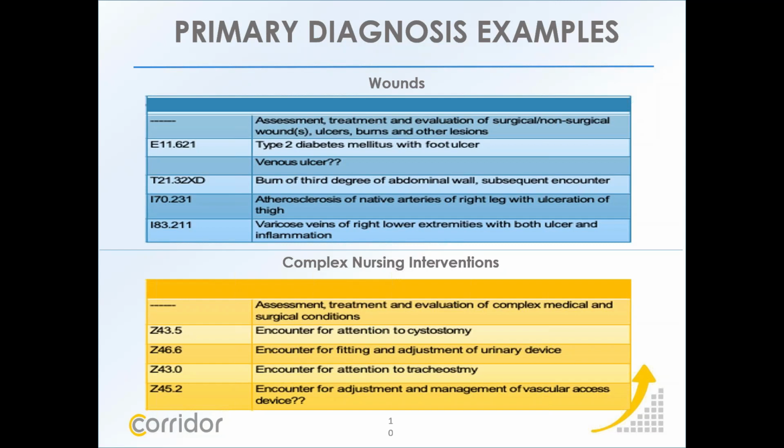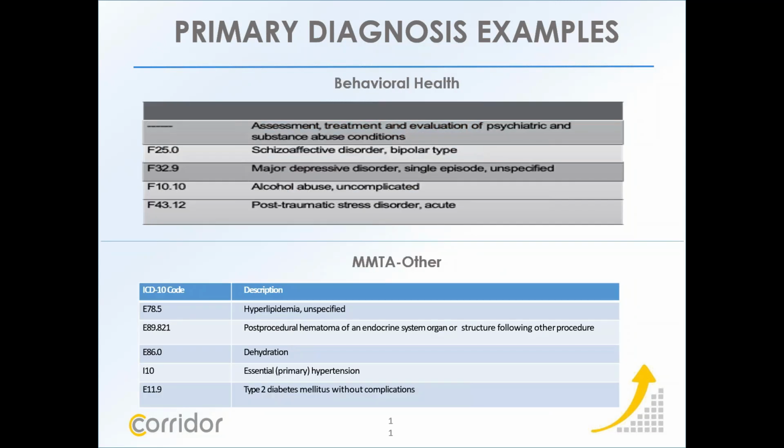And your complex nursing interventions are pretty simple. If your primary focus of care is going to be attention to a device, so we're talking about care to a trach, care to G-tubes, urinary catheters, your patient is going to fall into a complex nursing interventions clinical grouping. So that gives you some ideas of how those diagnoses fall into those groups. Behavioral health is pretty cut and dry. If your codes start with the F code, F like Frank, then you're talking about schizoaffective disorders, major depressive disorders. That's going to put you into behavioral health.